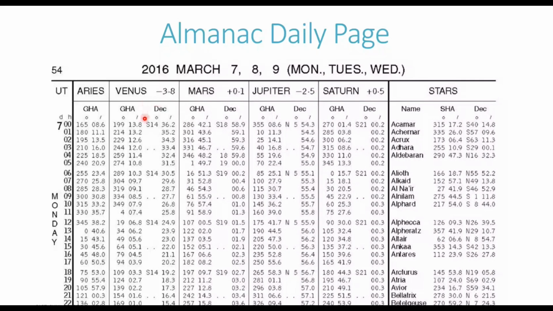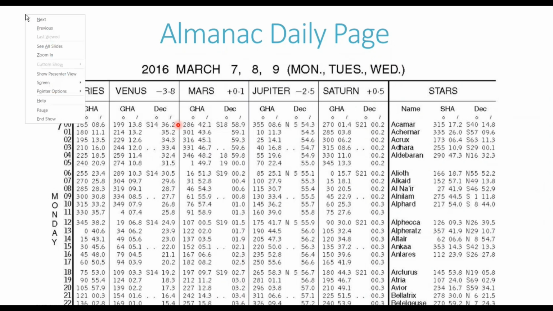Now, under every planet column, you have the GHA and declination given to you for every GMT hour. And as mentioned in the case of Aries, if you want it for a particular minute and second, you will have to add the increment. I'll show you the increment table in the coming slides.